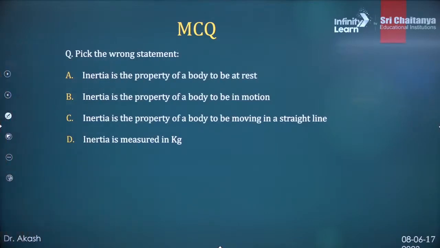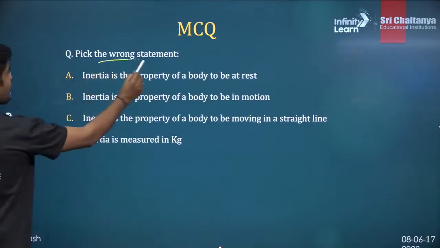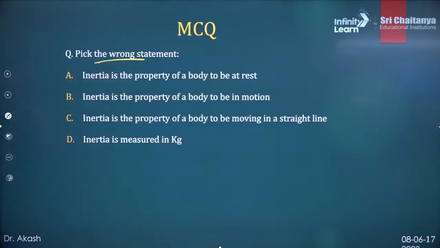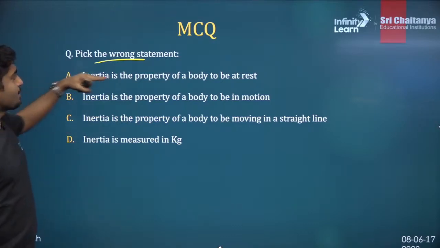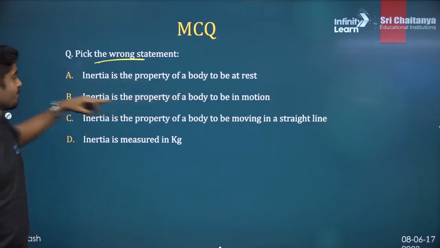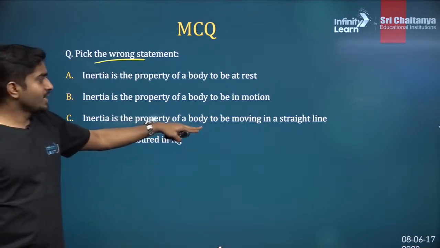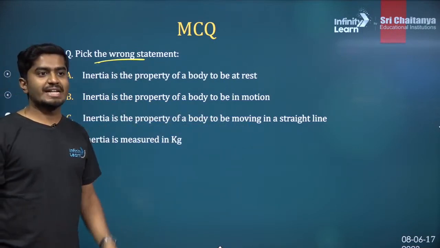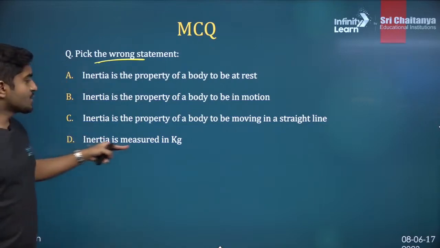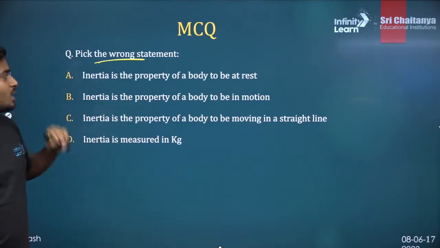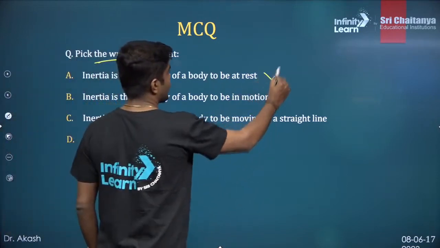Now choose the wrong statement. Statement 1: inertia is a property of the body to be at rest. Statement 2: a property of the body to be in motion. Statement 3: a property of the body to be moving in a straight line. And last, measured in kilograms. So option number 1, that is correct.